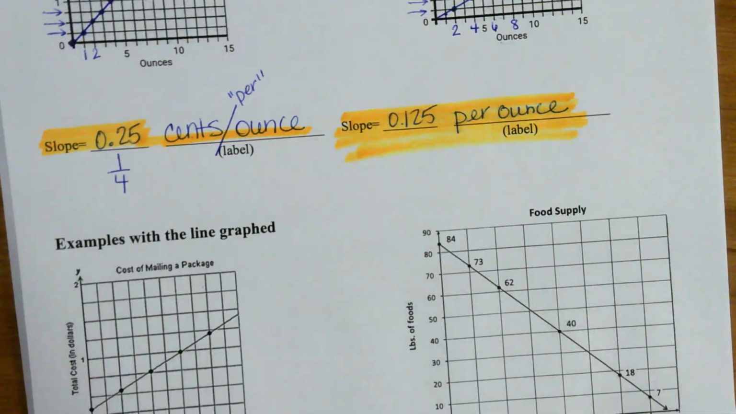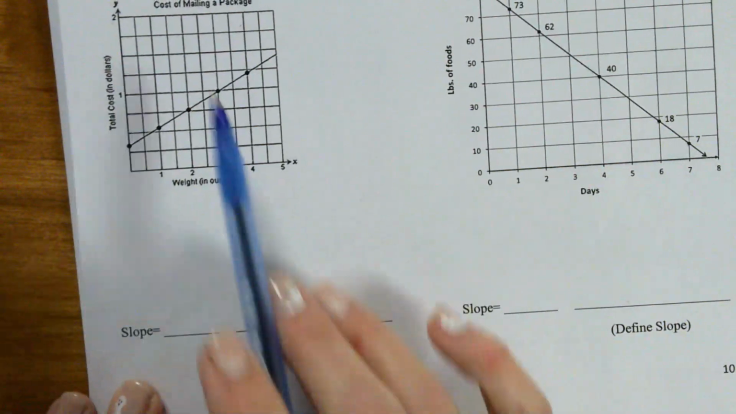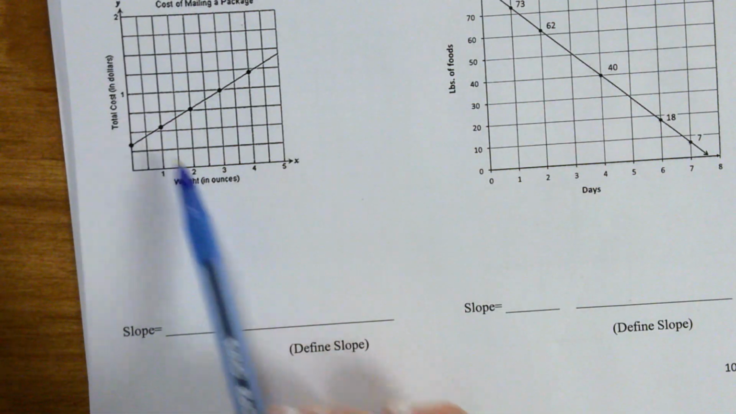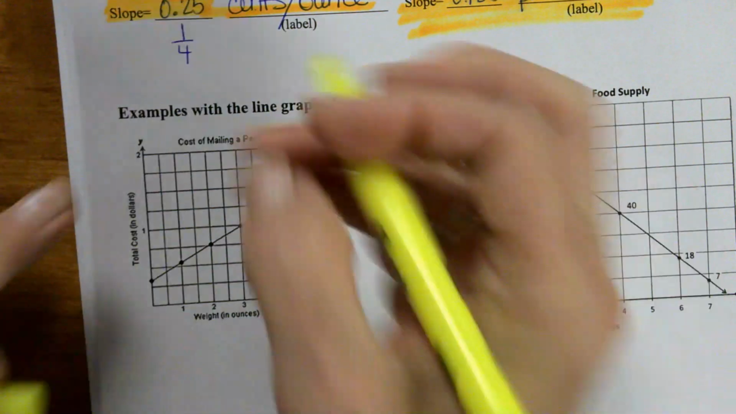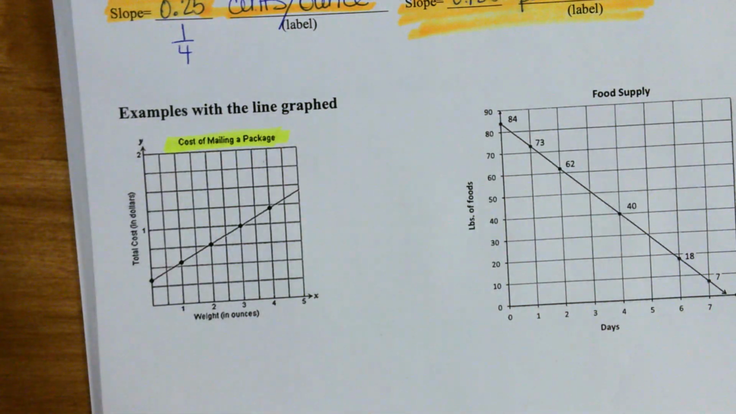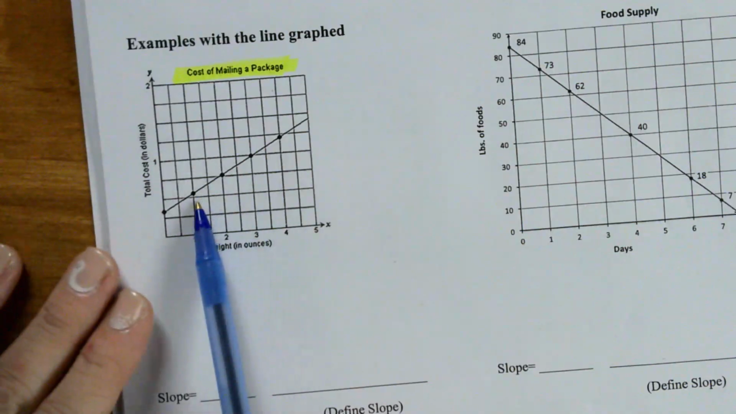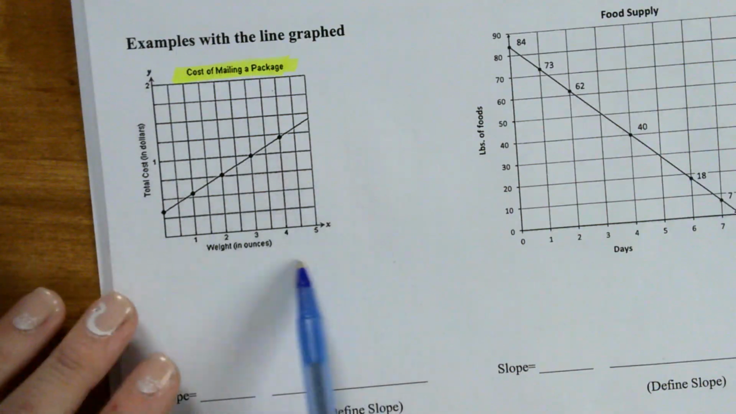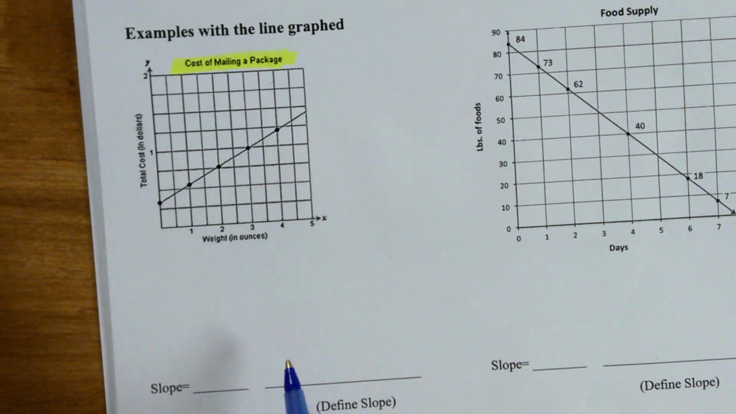Okay? Let's do these last two. Now, we have a total cost for weight, but what are we doing? We're mailing a package. In fact, I just mailed a bunch of packages the other day. So I actually had to do this so that I could buy my postage. These are already on the graph. I don't have to do anything. I don't have to graph it, but I do have to figure it out.